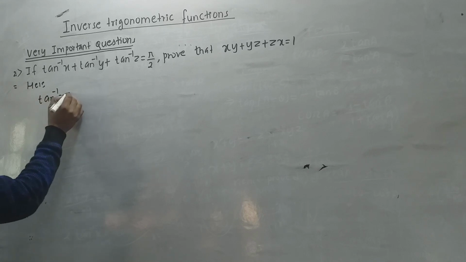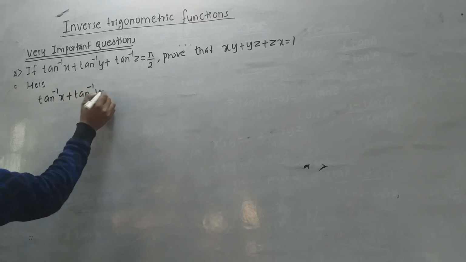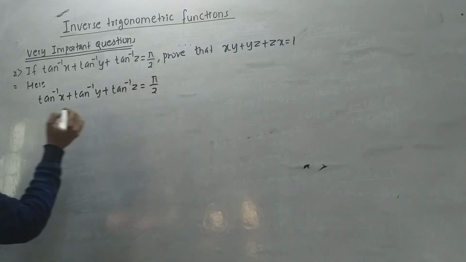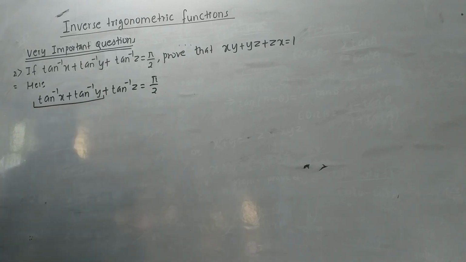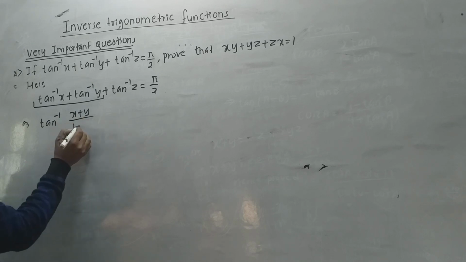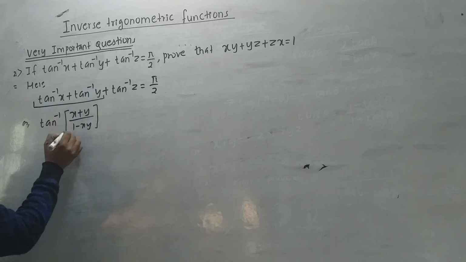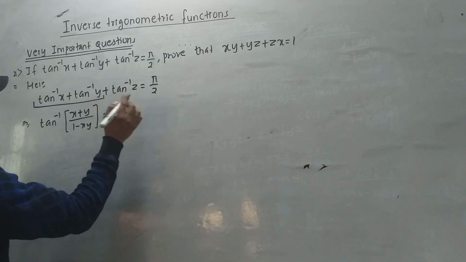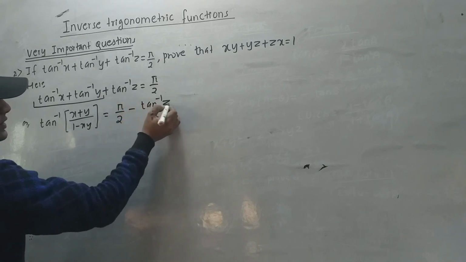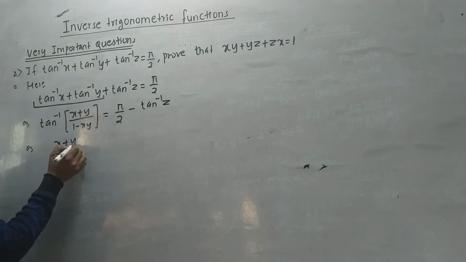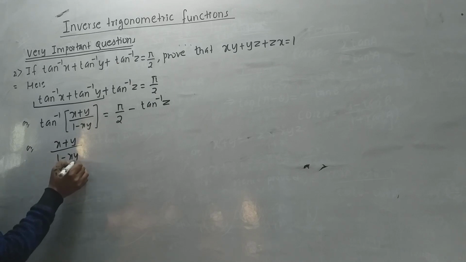Tan inverse x plus tan inverse y plus tan inverse z is equal to pi by 2. We are well acquainted with the formula of tan inverse x plus tan inverse y, which will be tan inverse of x plus y whole divided by 1 minus xy. Now on the right hand side it is pi by 2 minus tan inverse z. Now take tan inverse z to the right hand side, so that tan inverse of x plus y divided by 1 minus xy.